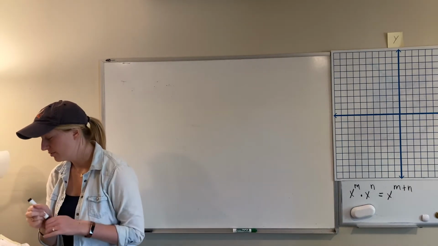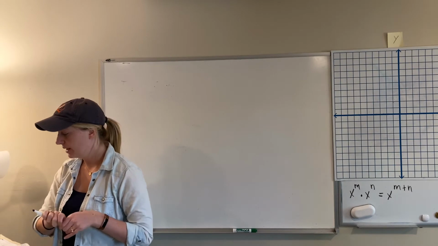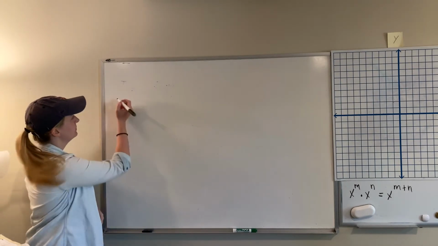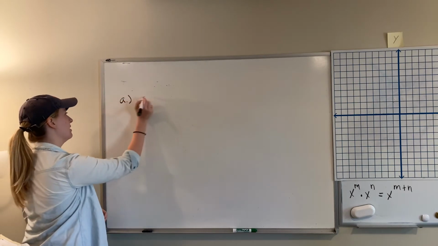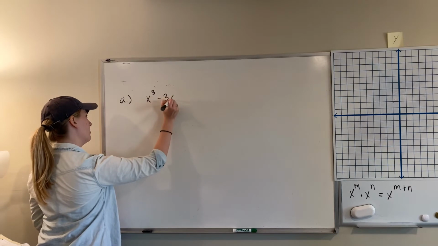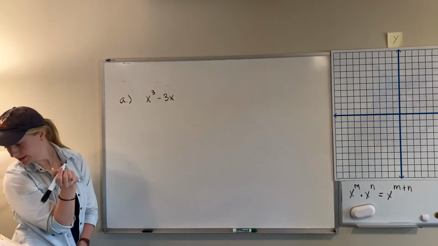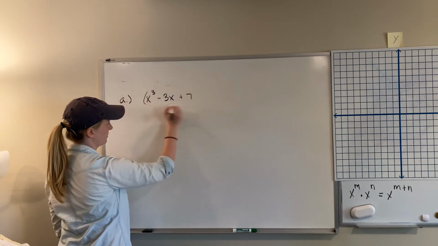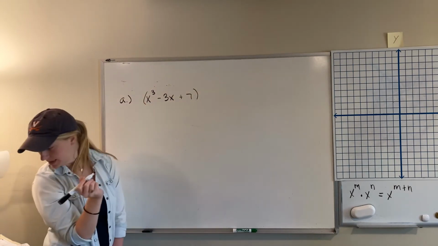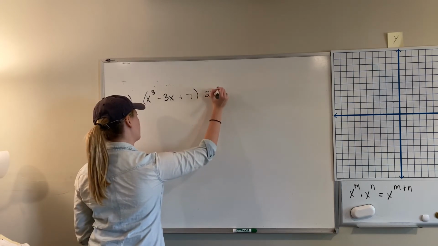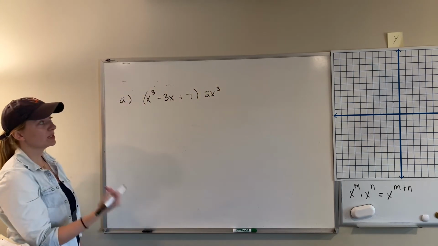Example 2, find the product. A, we have x to the 3rd minus 3x plus 7 times 2x to the 3rd. Alright, we're going to do the same thing.